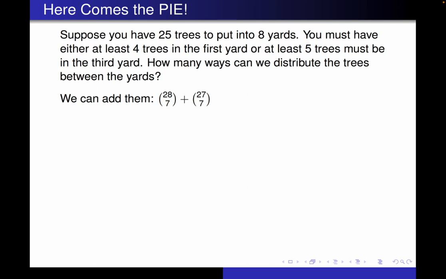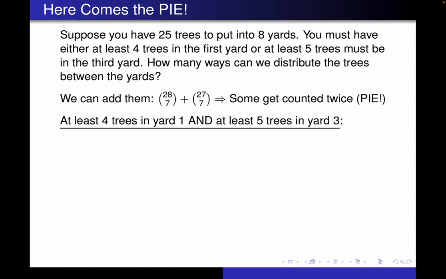But you're too clever to fall for that trick. You can see that some of those are going to get counted twice, right? That means we're going to have to use the principle of inclusion and exclusion. So if you think about it, the ones that get counted twice are the ones counted in the first set of possibilities, where you have to have 4 trees in yard 1, as well as the second possibilities, where you also have to have at least 5 trees in yard 3. So now we get to count the number of ways that we can get both of those things, and then we're going to subtract that out at the end.